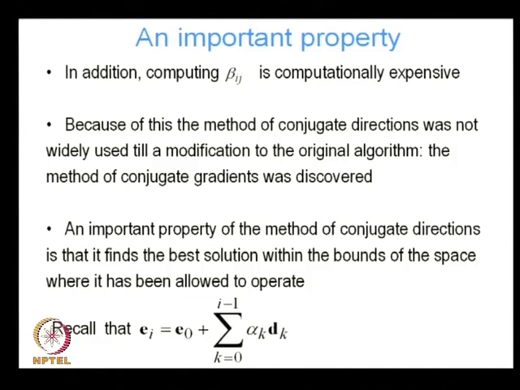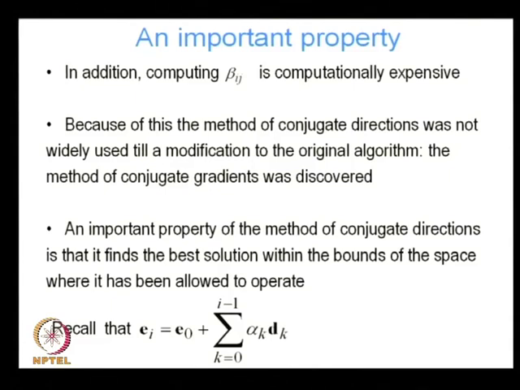So, we will talk about the method of conjugate gradients, which allows us to circumvent this problem, but before doing that, I want to talk about another important property of the method of conjugate directions, which is that it finds the best solution within the bounds of the space where it has been allowed to operate. What do we mean by that?